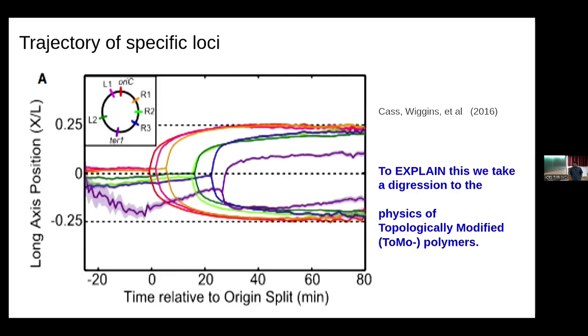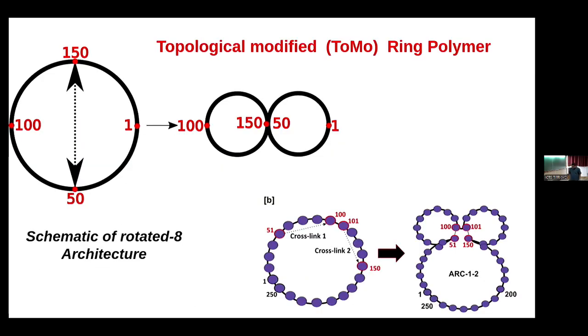To do this, what I'm going to do is take a detour, a digression, and discuss some polymer physics, just like I talked about ring polymers, and then come back and explain this data. That's how I'm going to do it. So I'm going to take a digression. I'm going to talk about topologically modified polymers.